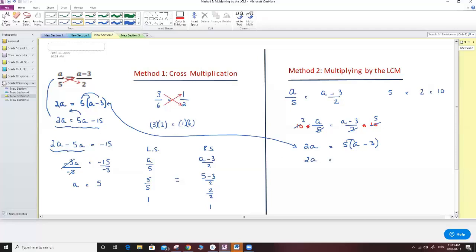2a equals, I distribute the 5, so 5a minus 15. I will ask the 5a to go to the other side to combine all the variables, but don't forget to change the positive to negative: negative 5a equals negative 15. 2a minus 5a gives me negative 3a equal negative 15. With the inverse method, I divide both sides by negative 3 to isolate a, and it gives me right away the same answer, a equal 5, as the cross multiplication method.